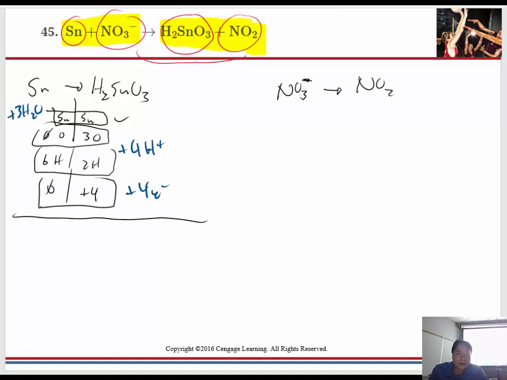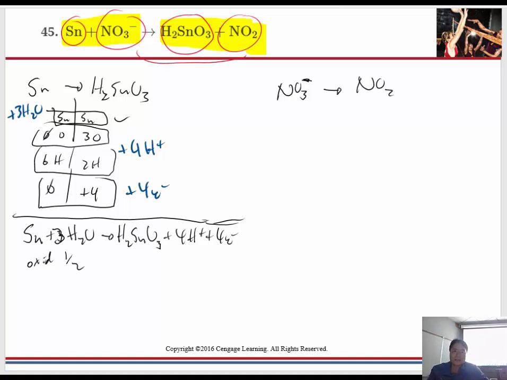Okay, then we're going to combine everything here. And so it's going to be Sn plus 3H2O, this is going to go to H2SnO3 plus 4H+ plus 4 electrons. So this is losing electrons. So this is oxidation. So this is the oxidation half reaction here.